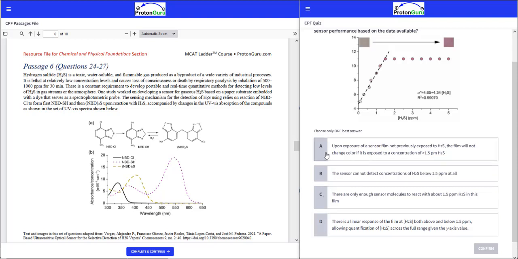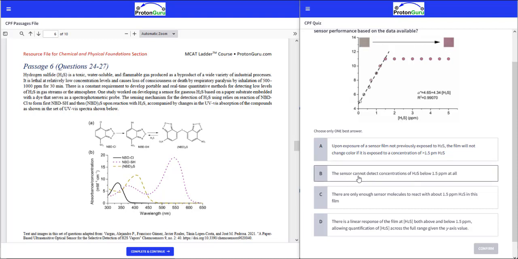Upon exposure of a sensor film not previously exposed to H2S, the film will not change color if it is exposed to a concentration of greater than 1.5 ppm. All right, if there is no H2S, the color is gray. If we expose the film to a concentration greater than 1.5, which is here, this answer choice suggests the color won't change, but clearly it's going to be changing to red. Right? These dots indicate that you've changed from gray to red.